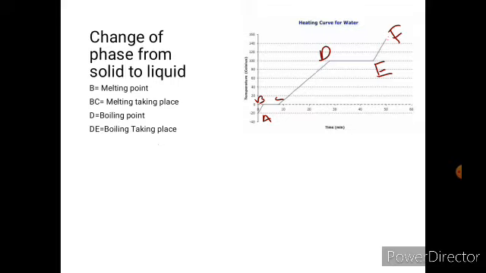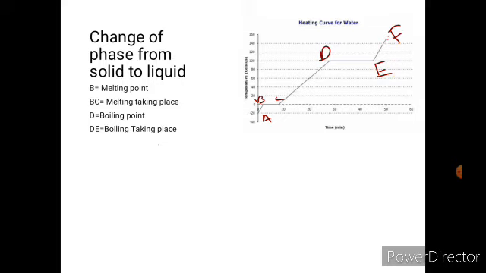Now in this picture we have seen that from A to B there is an increase in temperature, but from B to C there is no change in temperature. Again from C to D there is an increase in temperature. Again from D to E there is no change in temperature. Now from E to F there is again a change in temperature. Now why is this happening?